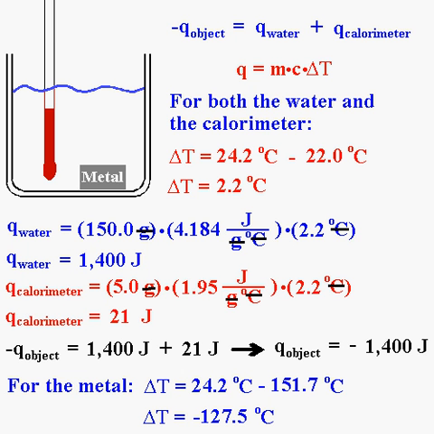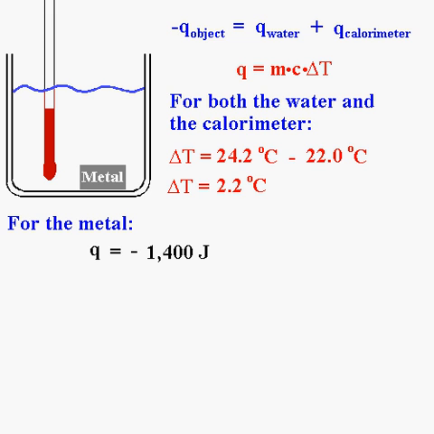Okay, before we go on, I want to summarize what we've done so far. Using the information given in the problem, I calculated Q for water and Q for the calorimeter. I added them together and took the negative in order to get Q of the metal. All right? I also just figured out the delta T of the metal. So if I summarize, here's what I know about the metal. For the metal, I know that Q equals negative 1400 joules, delta T is negative 127.5 degrees Celsius, and mass is 28.5 grams. Notice that's everything in equation 2.3 except for the specific heat.